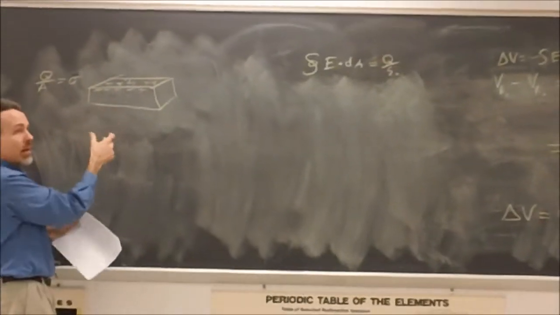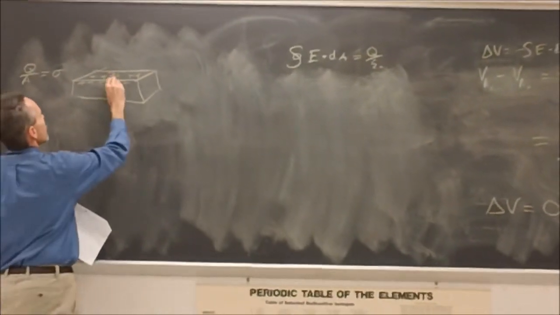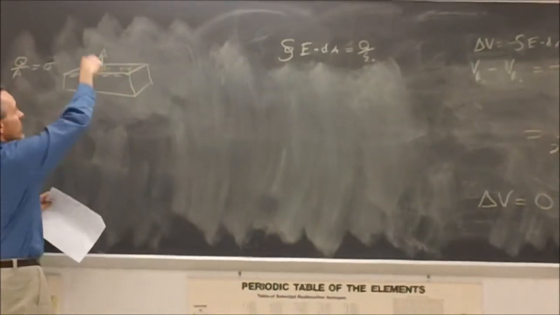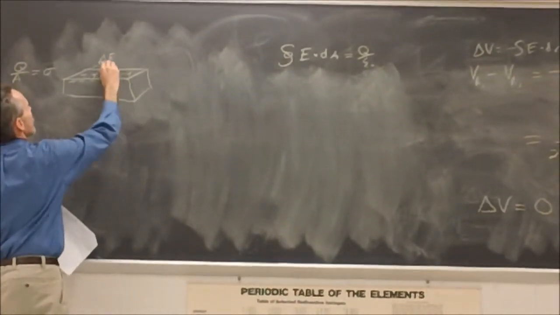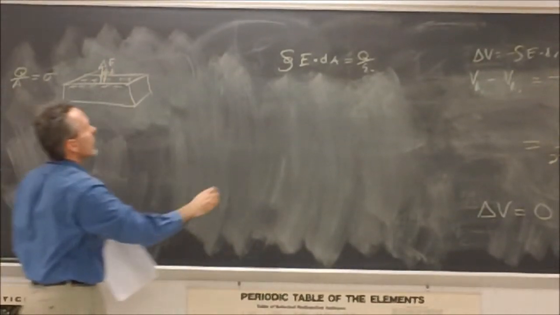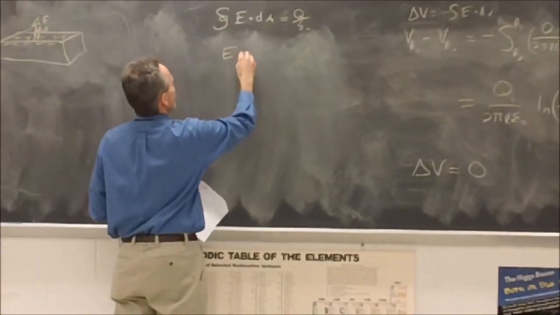that it has a certain area and that the E field is coming through that area, just that way, not the other direction. And the area vector is that way too. So this is going to be E times A.